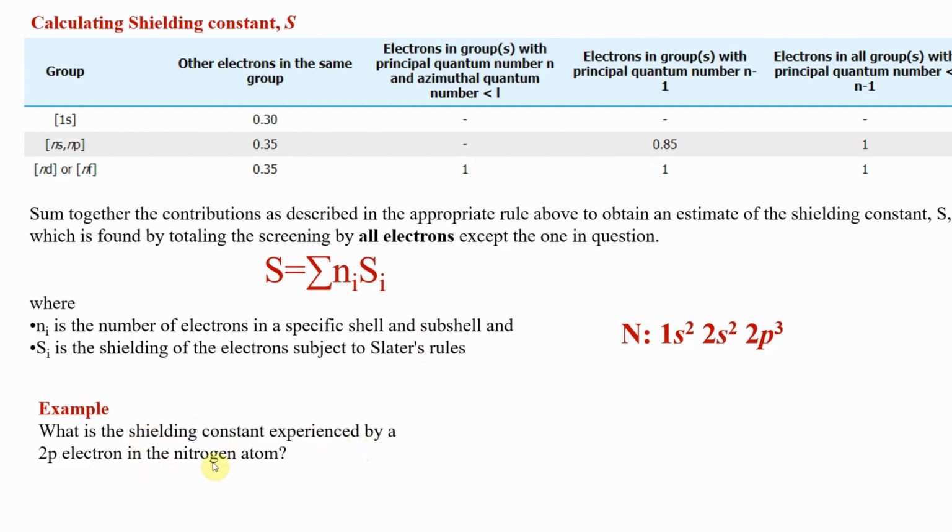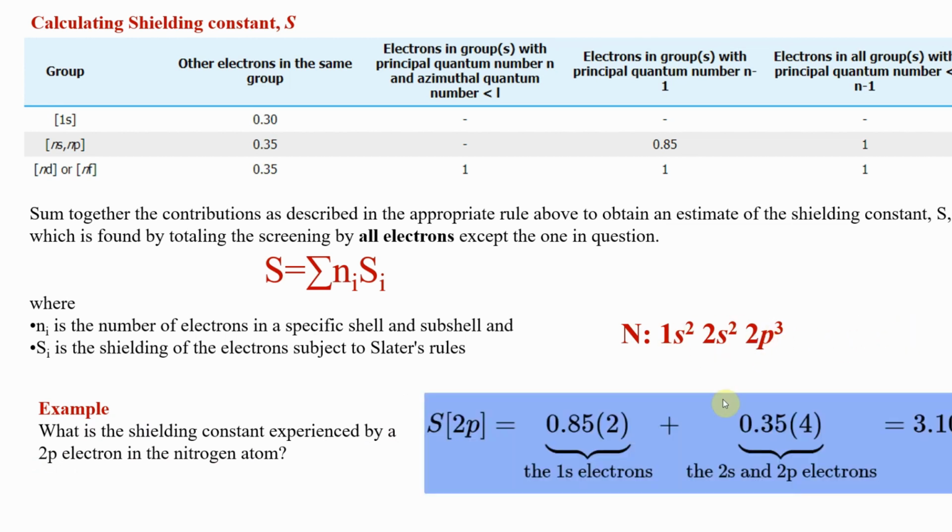Let's take an example of nitrogen, and here the electron of interest is a 2p electron. I have written down the electron configuration of nitrogen. Because I'm asking 2p, which is the outermost electron, there is nothing to the right, so I don't have to worry about them. Now when I take 2p, let's do it stepwise. n is 2, n minus 1 is 1.